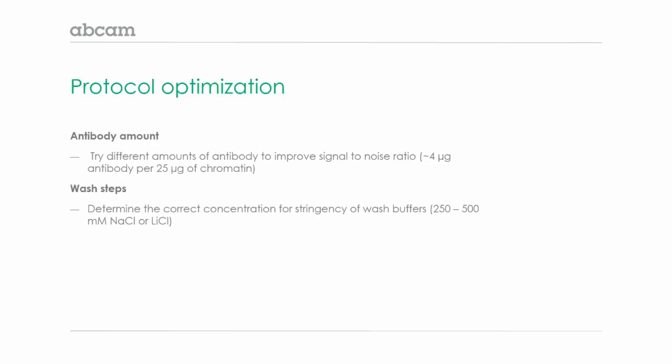Next, you should determine the proper amount of antibody to use for your ChIP. Typically, around 4 micrograms of antibody per 25 micrograms of chromatin is appropriate, but the antibody should be titered to improve the signal-to-noise ratio. The composition of your wash buffers is important. You should determine the appropriate amount of sodium and lithium chloride to provide the appropriate stringency. This could be from 250 to 500 millimolar. Having a wash buffer that isn't stringent enough will lead to high background, while a buffer that is too harsh will destroy specific antibody interactions.